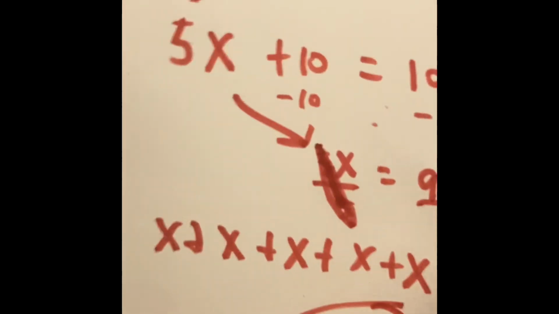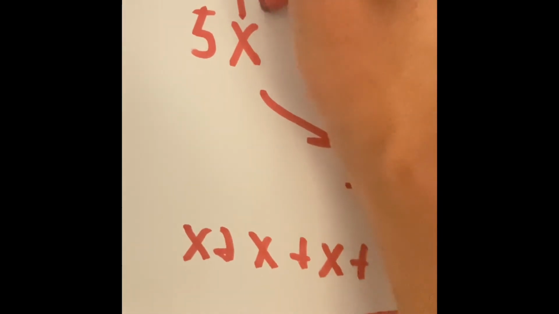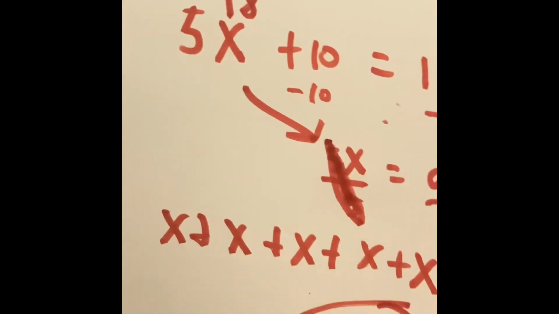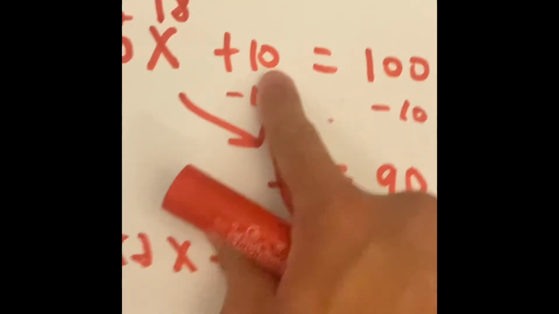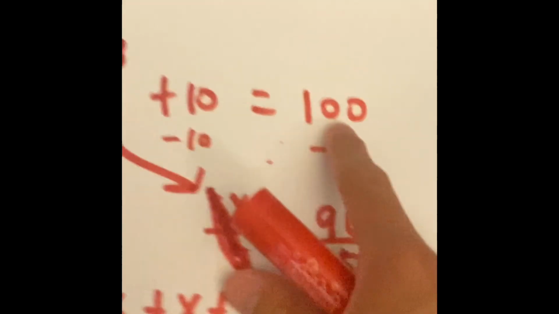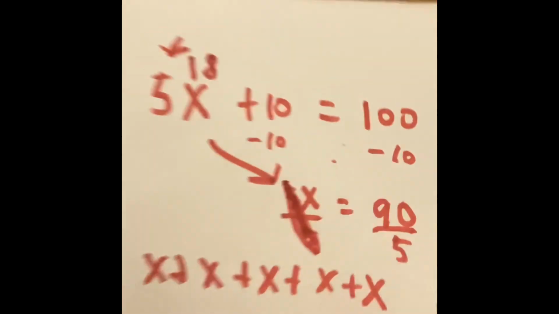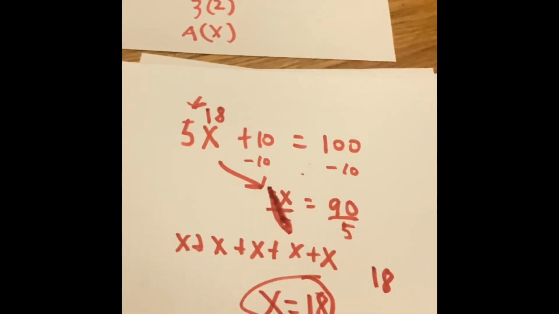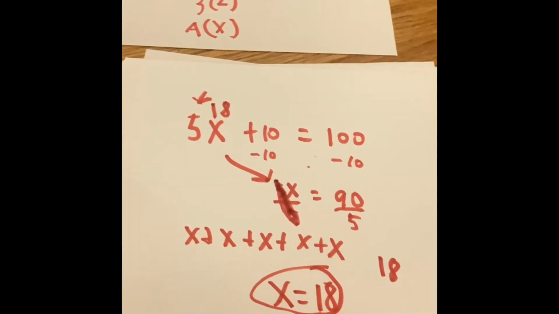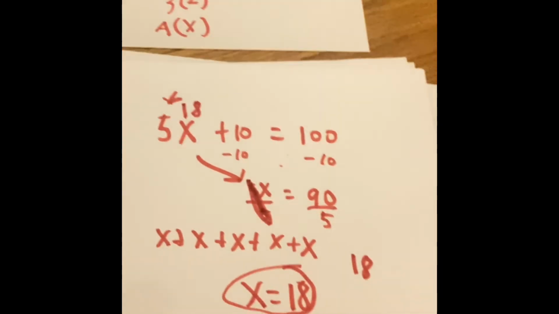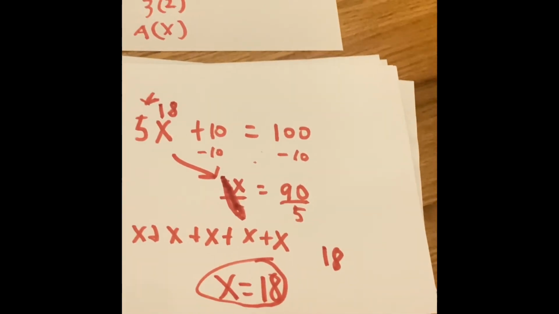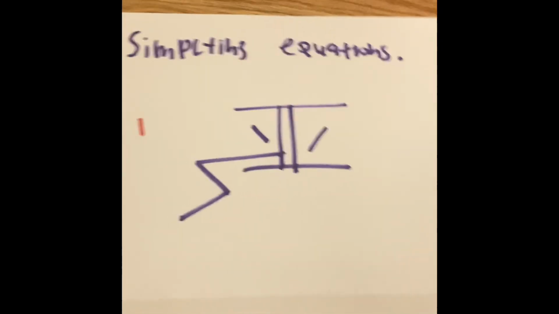Let's try it. Put 18 in for X. 5 times 18 is 90, plus 10 equals 100. So 100 equals 100. Now we know what to do when we see these kinds of problems and what X represents. This is the main principle of algebra, because you always have to solve for X.